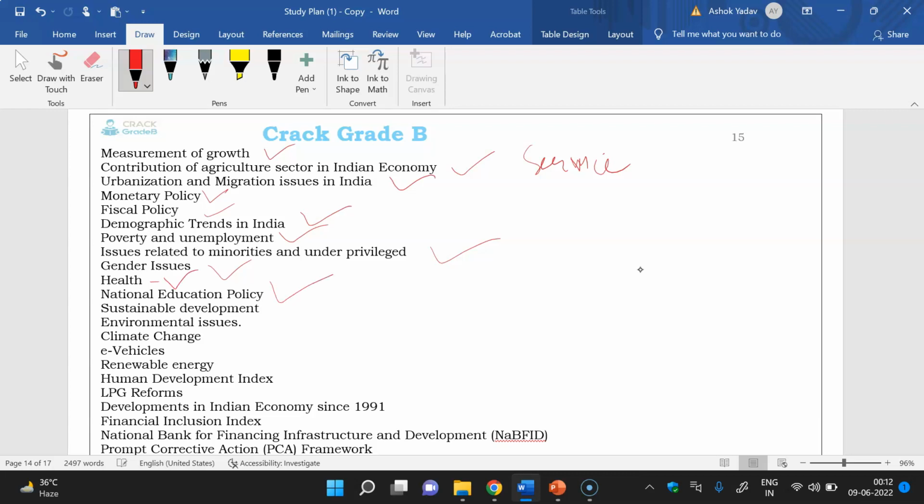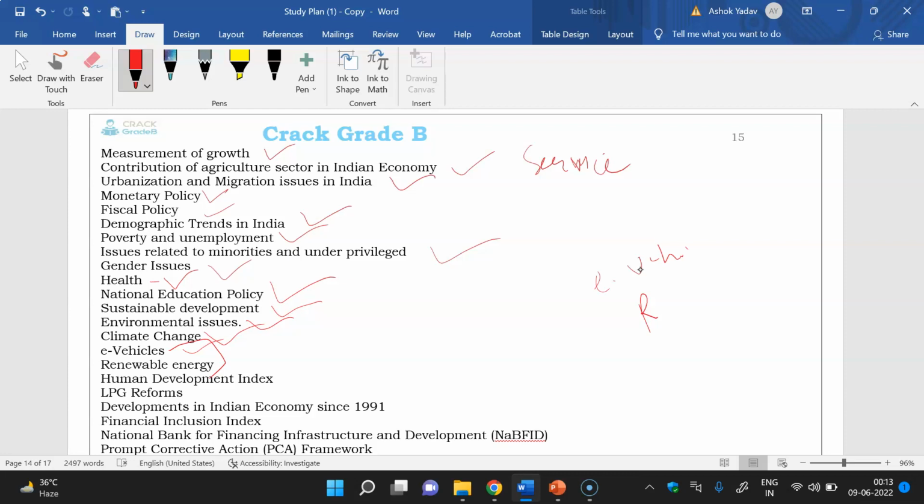Health related issues, national education policy, sustainable development, environmental issues, climate change related issues, e-vehicles. Last time they asked what is the effect of climate change on health. Similarly, they can ask general, standard topics like e-vehicles, which are in the news, and renewable energy. These two are very important in sustainable development and environmental issues. Other topics are standard, they can ask about the various environmental issues.